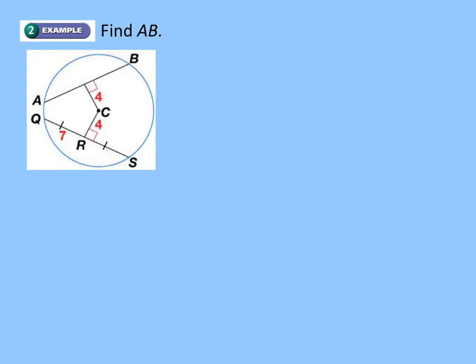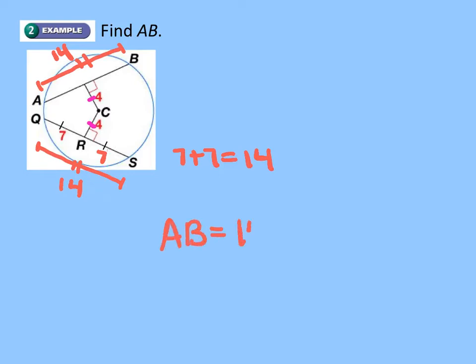Similarly, here we have the distance from the center is congruent because they both have a length of 4. Now that means that the length of the chord should be congruent. Now since QR is 7 and it's marked that RS is congruent to it, that means that this side is also 7, and we know that 7 plus 7 gives us a value of 14. So the length of QS is 14, which means that AB is 14 as well. So your answer is that AB equals 14.